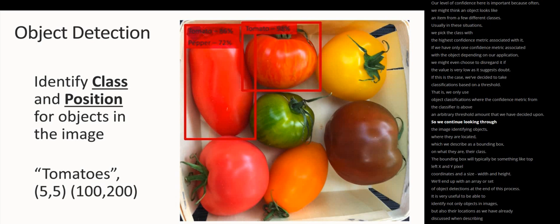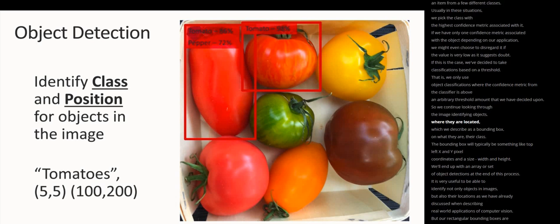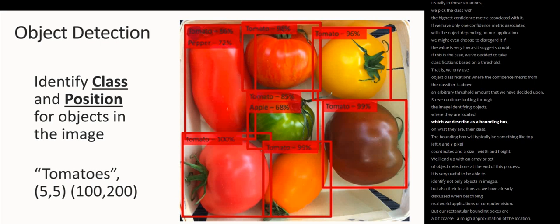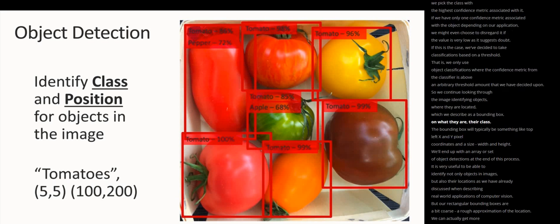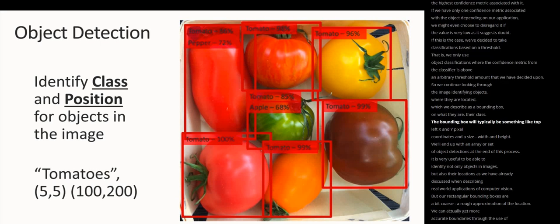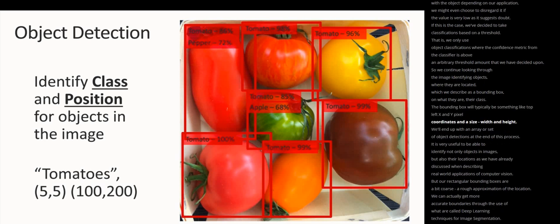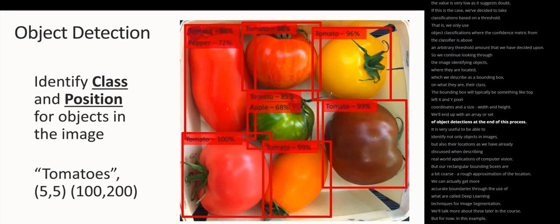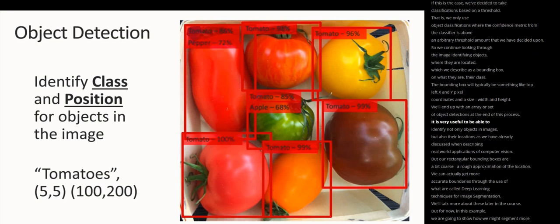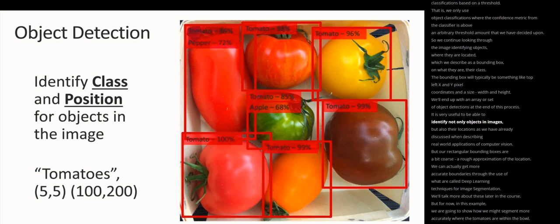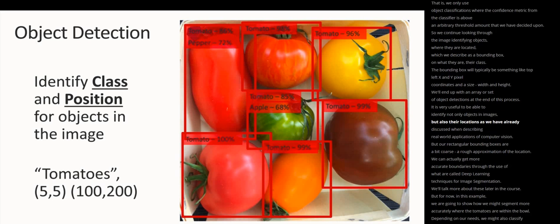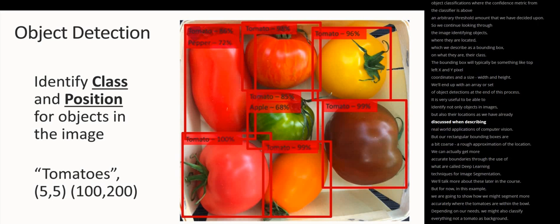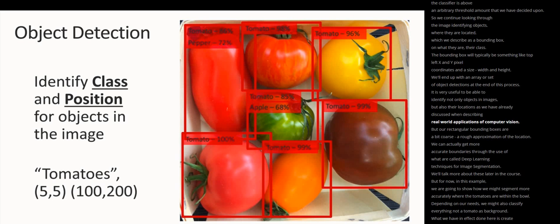So we continue looking through the image identifying objects, where they are located, which we describe as a bounding box, and what they are, their class. The bounding box will typically be something like top left, X and Y pixel coordinates, and a size, width and height. We'll end up with an array or set of object detections at the end of this process. It is very useful to be able to identify not only objects in images, but also their locations, as we have already discussed when describing real-world applications of computer vision.